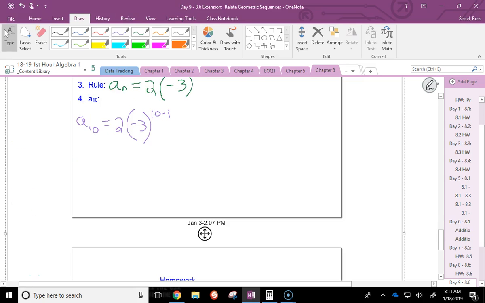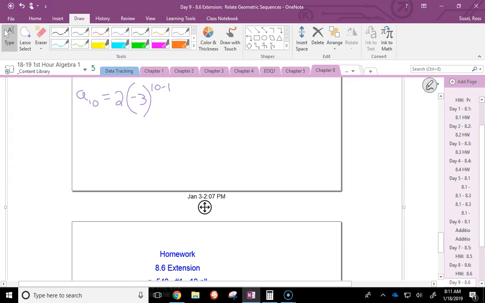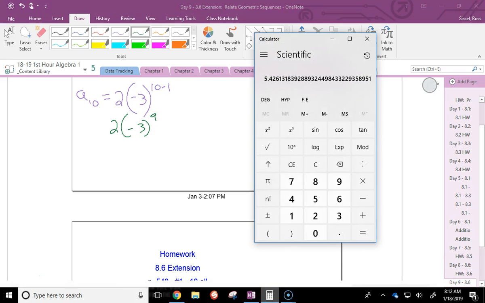Looking at this one, what's the first step from here? I have a sub 10 equals 2 times -3 to the 10 minus 1 power. What would you do first? 10 minus 1. Thank you. So I'd say 2 times -3 to the 9th power. What are we doing next? Doing -3 to the 9th power. All right, so I'm going to go to my calculator. -3 to the 9th power is -19,683. That's what I got.